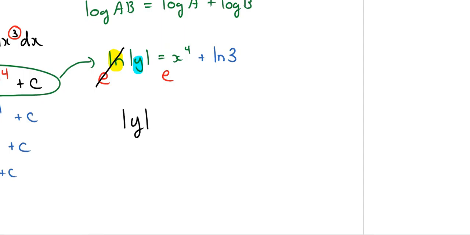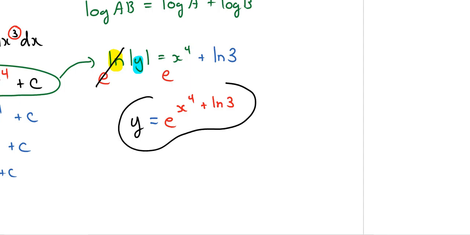And since I'm dealing with an exponential function here, I can get rid of the absolute values because this will be positive, above the x-axis, and this will be e to the power of x to the power 4 plus ln 3. Okay, so this right here, I will give you full points for an answer like that. Textbooks may not have the answer like this because you can simplify this a little bit more.